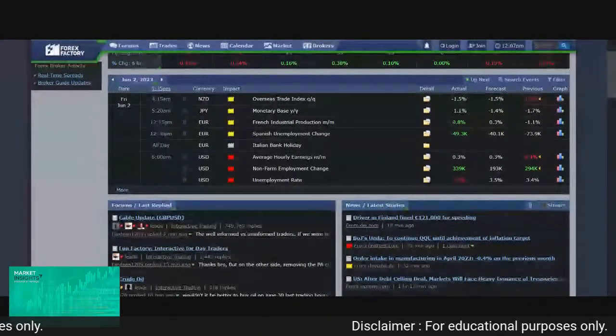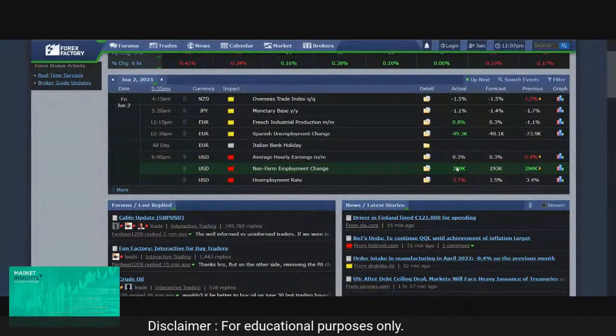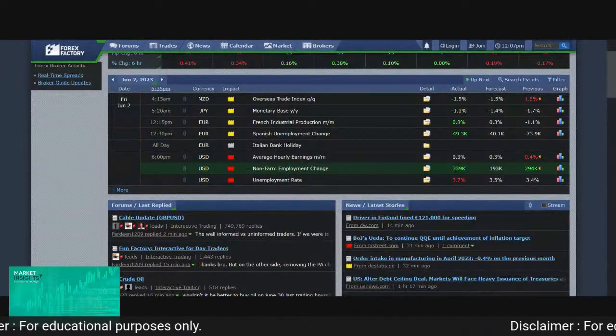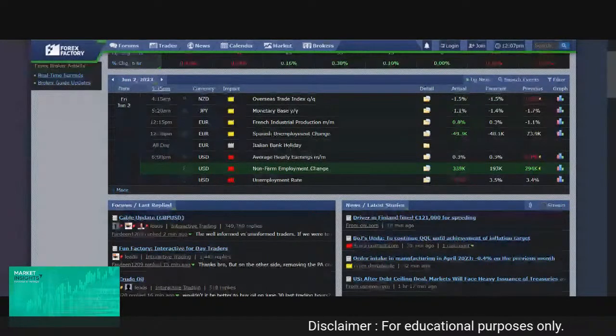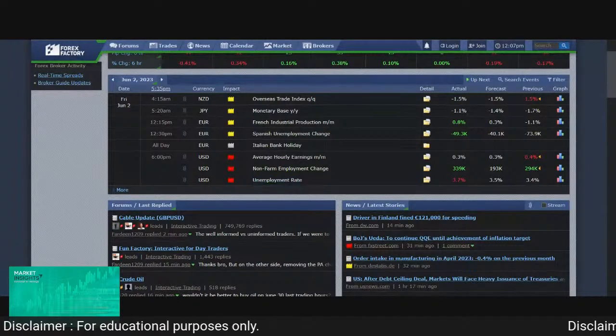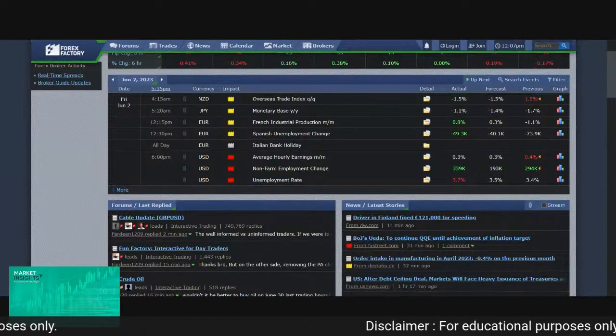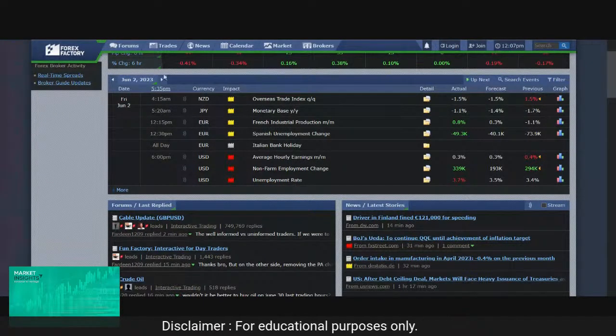Non-farm employment change is very good. Not from a perspective of what the economic condition is, we don't need to discuss that, just for the currency appreciation, it is good. But what happened later on is that unemployment rate has also increased. That means apart from the actual employment change, the unemployment rate is also increasing, which means there is a mixed signal for the currency appreciation.